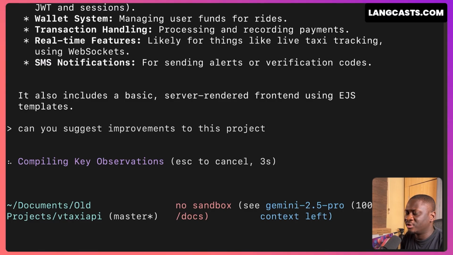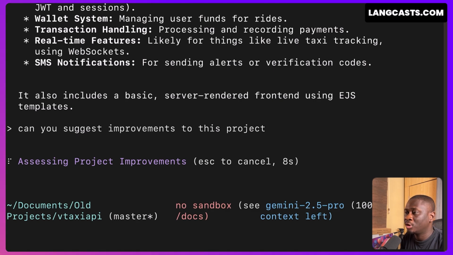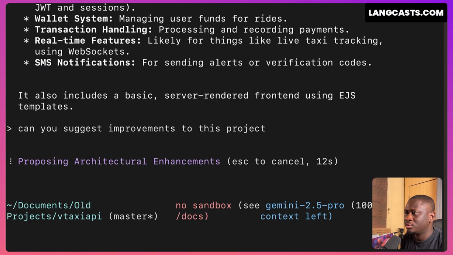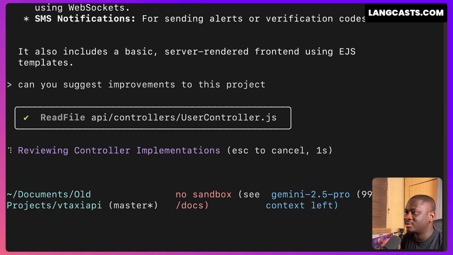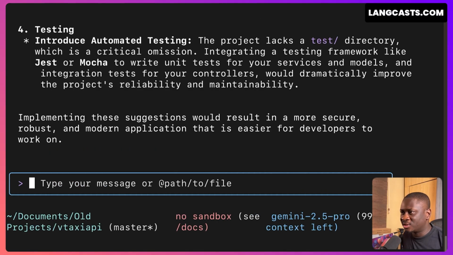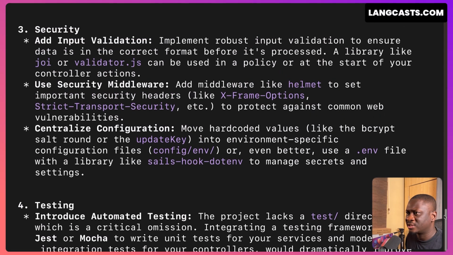So compiling key observations, assessing project improvements, interesting. Analyzing codebase structure, proposing architectural enhancements. Yeah, that's nice. Okay, this might take a while, so I might just cut the video and come back when this is done. So we are back. It's done suggesting its improvements, and it says implementing these suggestions will result in a more secure, robust, and modern application. Thank you. Let us scroll up to see what it suggested.